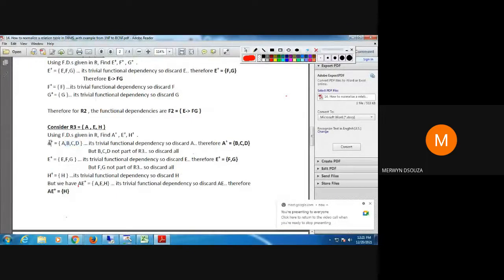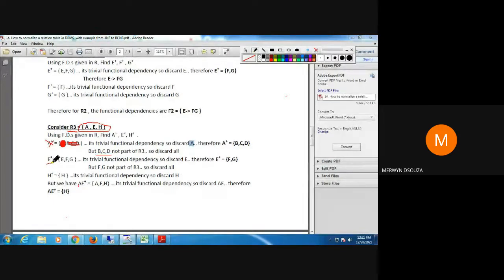Now, since A is causing a trivial functional dependency, you will discard A. You will remove A from here because it's a trivial functional dependency. Now, when you check, B, C and D are not part of R3. So you are going to discard all of these since they are not part of R3. There is no point in keeping them. So the A closure we cannot take.